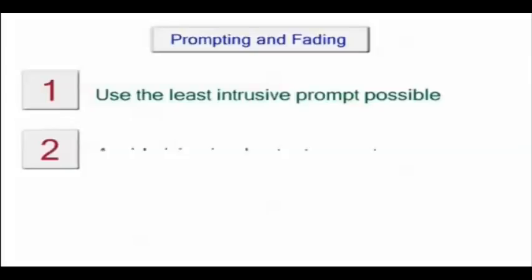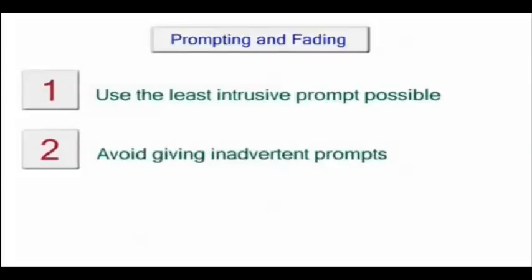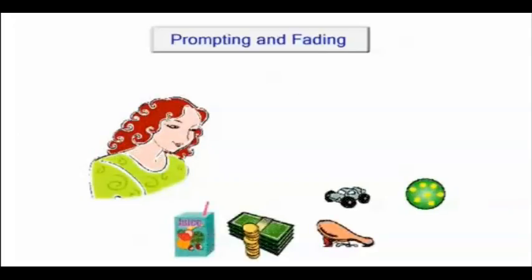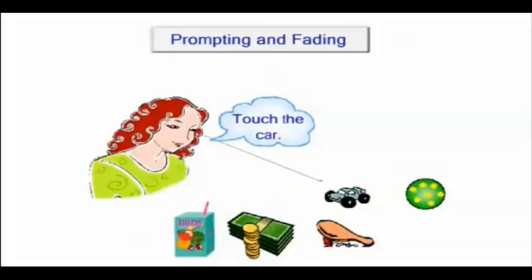The second guideline is to avoid giving inadvertent prompts. An inadvertent prompt is unintentional behavior on your part that evokes the target response. For example, when teaching a child to receptively identify objects, the therapist asks the child to touch the car, not realizing that she is looking directly at the car in the field of 5 objects. The child follows the therapist's line of sight and touches the car. This is an inadvertent prompt because the therapist did not intend to use eye gaze as a prompt.